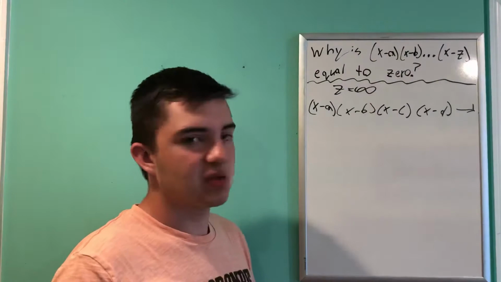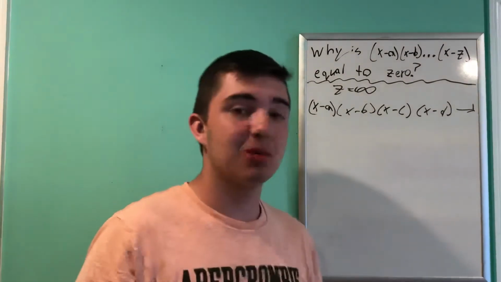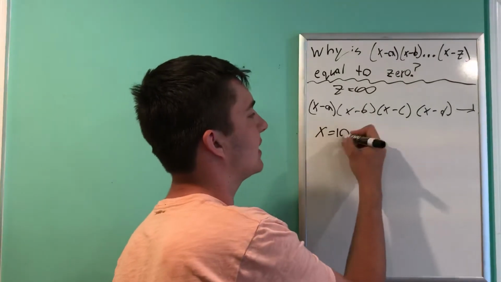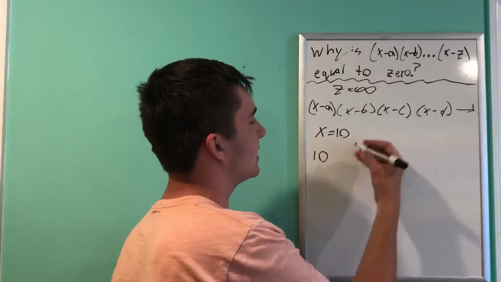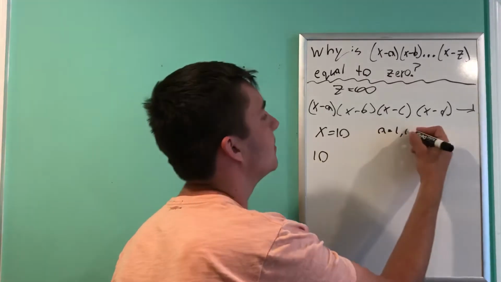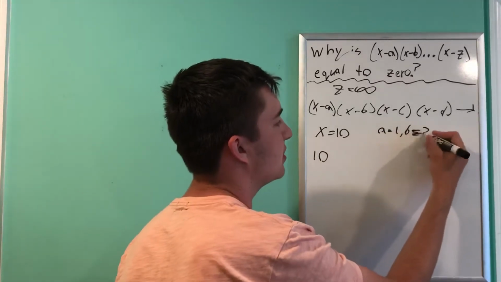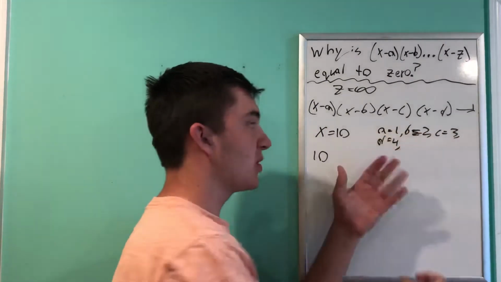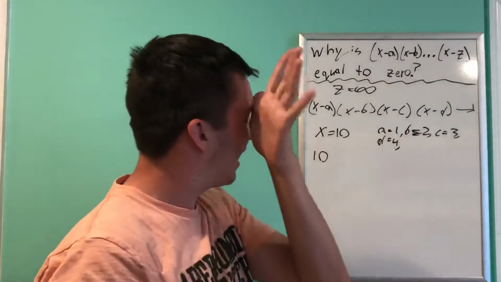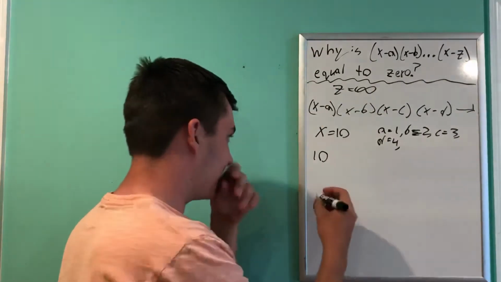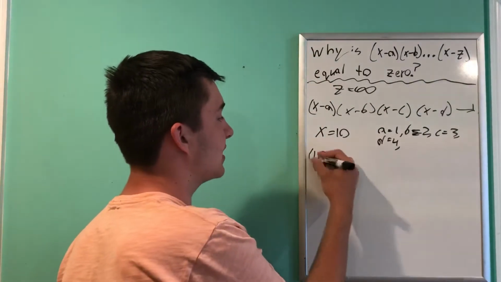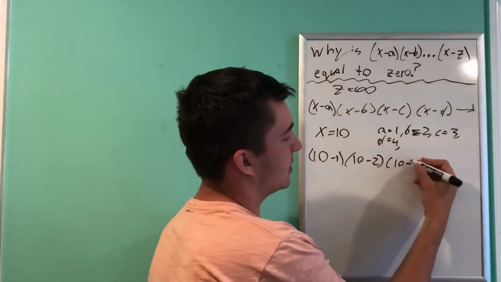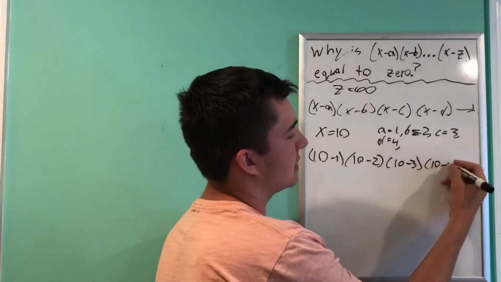If they're letters, what do we usually do with letters? Well, we plug in a number. So let's say that x is equal to 10. Then let's say a is equal to 1, b is equal to 2, c is equal to 3, d is equal to 4, and it keeps going. So e is 5, f is 6. It'll keep going with that. So that means we have 10 minus 1, 10 minus 2, 10 minus 3, 10 minus 4.